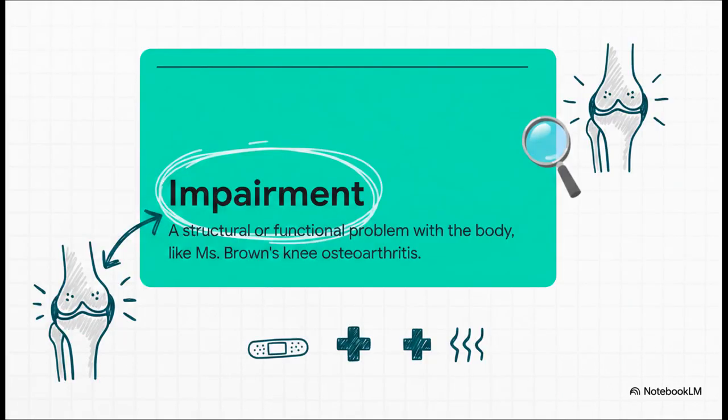Let's see how this plays out for Ms. Brown. So it all starts with what's called an impairment. This is the medical diagnosis, right? The structural or functional problem with the body. For Ms. Brown, that's her knee osteoarthritis. This is the root cause, the what of her condition.